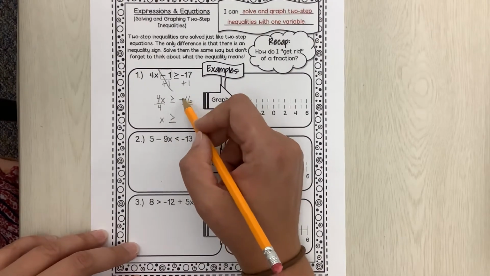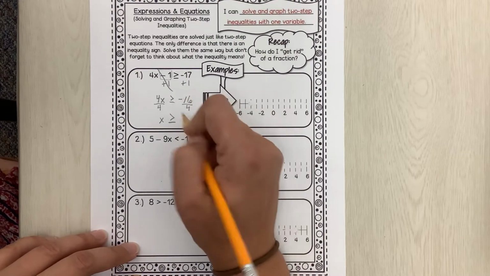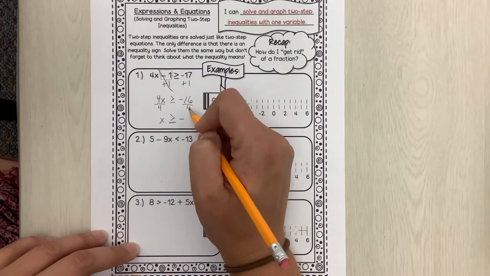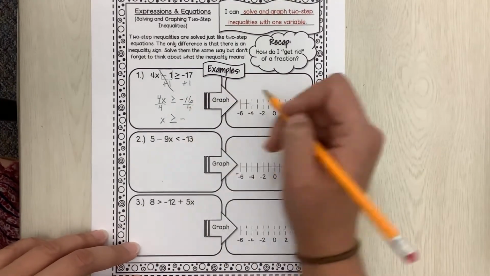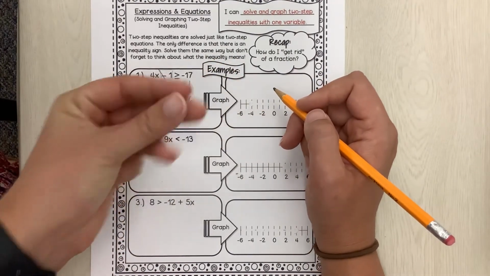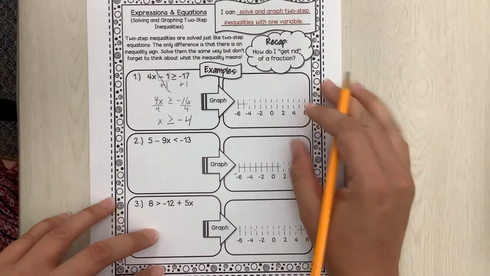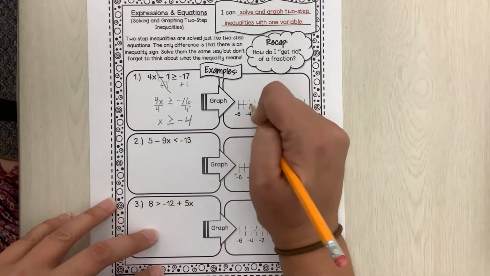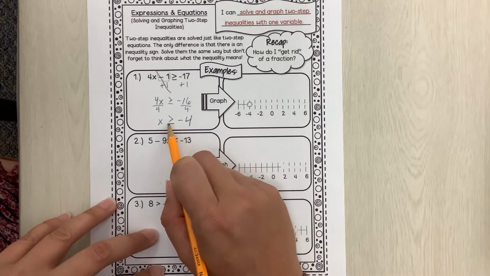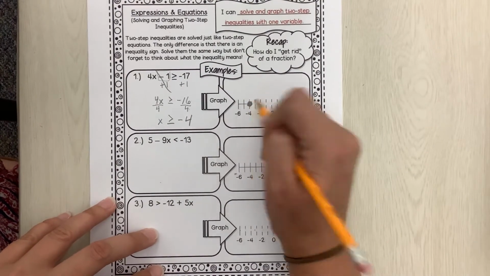And then this side, negative 16 divided by a positive 4. Well, a negative and a positive means it's going to be negative. And 16 divided by 4, how many times can I count by 4 to get 16? 4, 8, 12, 16. 4 times. So my answer is negative 4. So I'm going to go ahead and put my dot at negative 4. Now it's going to be closed because it has the equal to sign. That means the answer could also be negative 4.